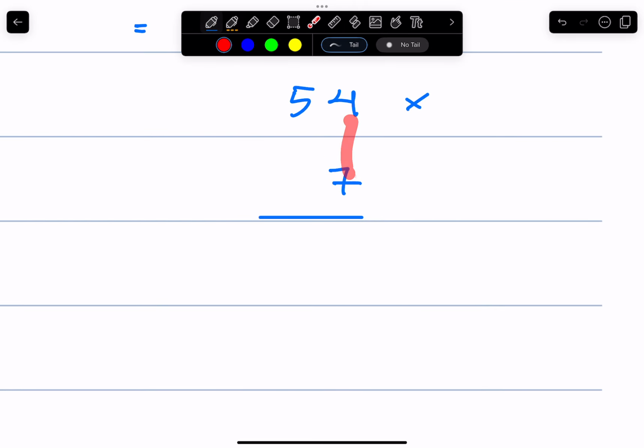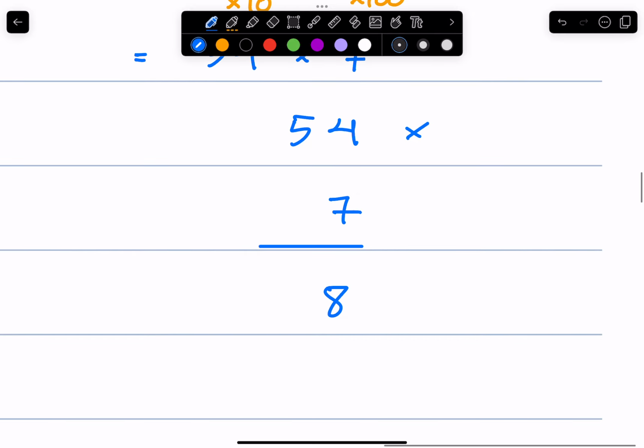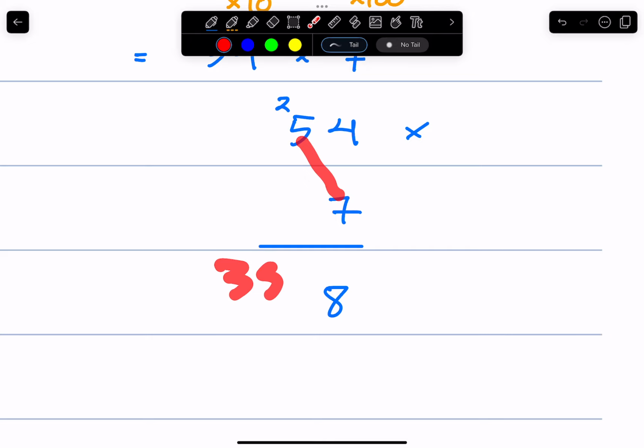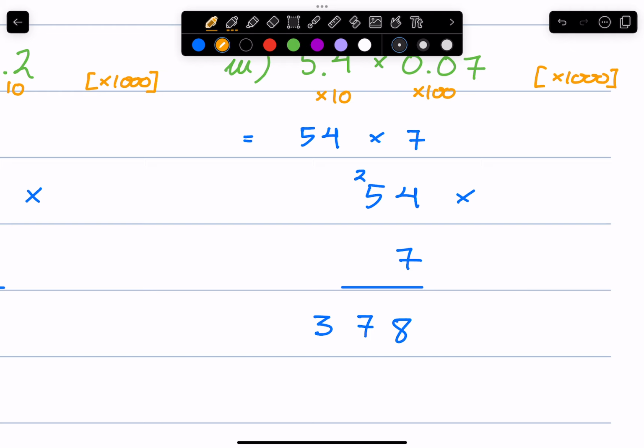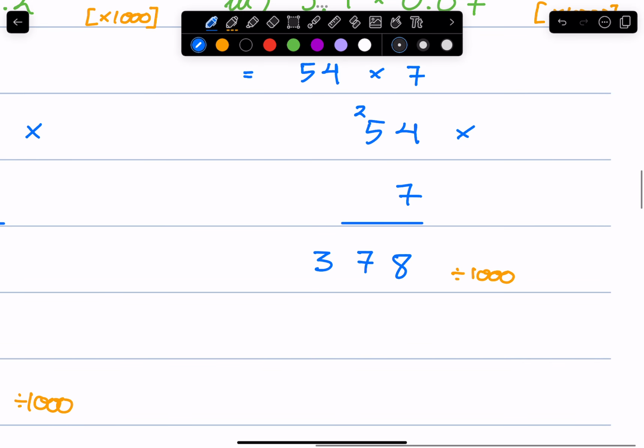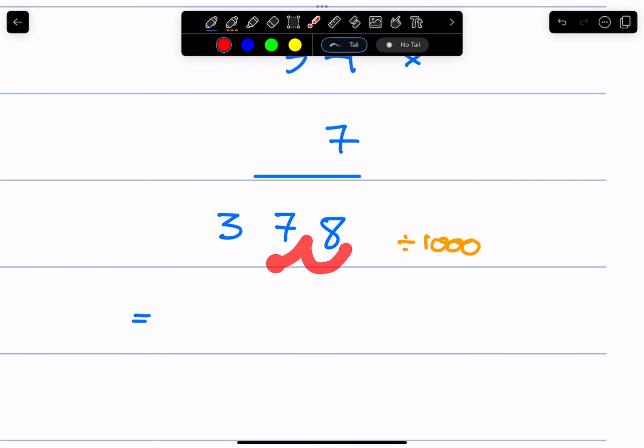4 times 7 is 28. 8, carry the 2. 5 times 7 is 35. Plus the 2 gives us 37. We're finished with that one. And so now we need to divide this by the 1000, since we've multiplied by that 1000. And once again, we are moving the decimal place 3 spaces to the left. 1, 2, 3. So this gives us 0.378.